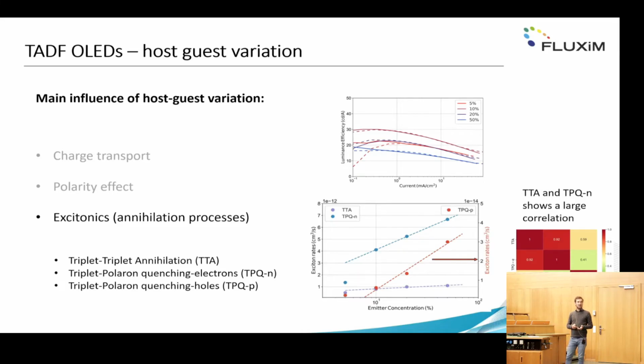Another interesting point from this matrix is that instead for the triplet-polaron quenching from the holes and the other two parameters, the correlation is pretty small in this case, at least compared to the other one. We see 0.6 and 0.41, which is not really high. And so we went in detail and we tried to understand why this happens.